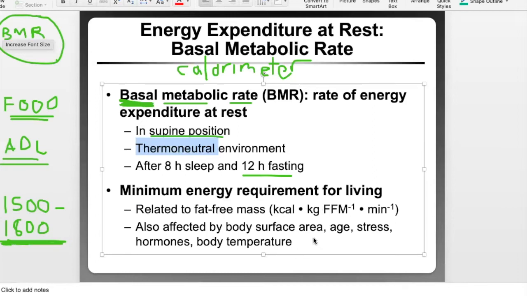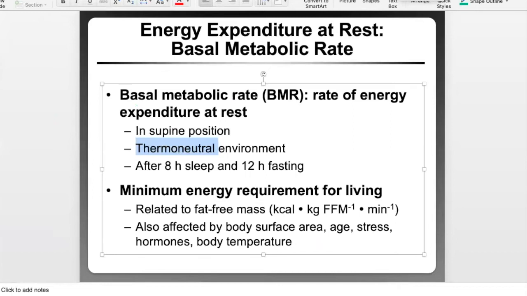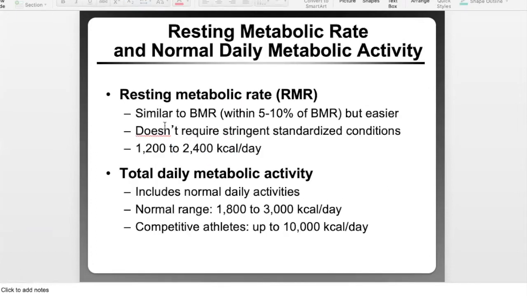People look more at the resting metabolic rate, and the resting metabolic rate can be estimated much more easily than actually measuring all of this. So most of the research will look at resting metabolic rate, and resting metabolic rate is related to the fat-free mass. I already showed you the equation that calculates that.